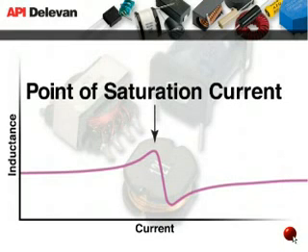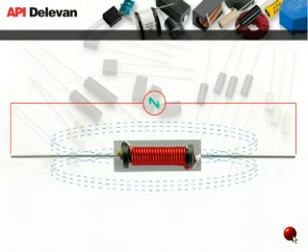Some manufacturers will use 5% consistently. Others use 10%. API Delevan uses both, depending on the type of product and the application. Returning to this earlier illustration, remember that each one of these lines of flux will pass through the center of the inductor core. Depending on the core material and the amount of current, a point is reached where no more lines of flux can pass through the center of the core, regardless of the amount of current increase. That is the point of saturation. As the current increases, the inductance will decrease.